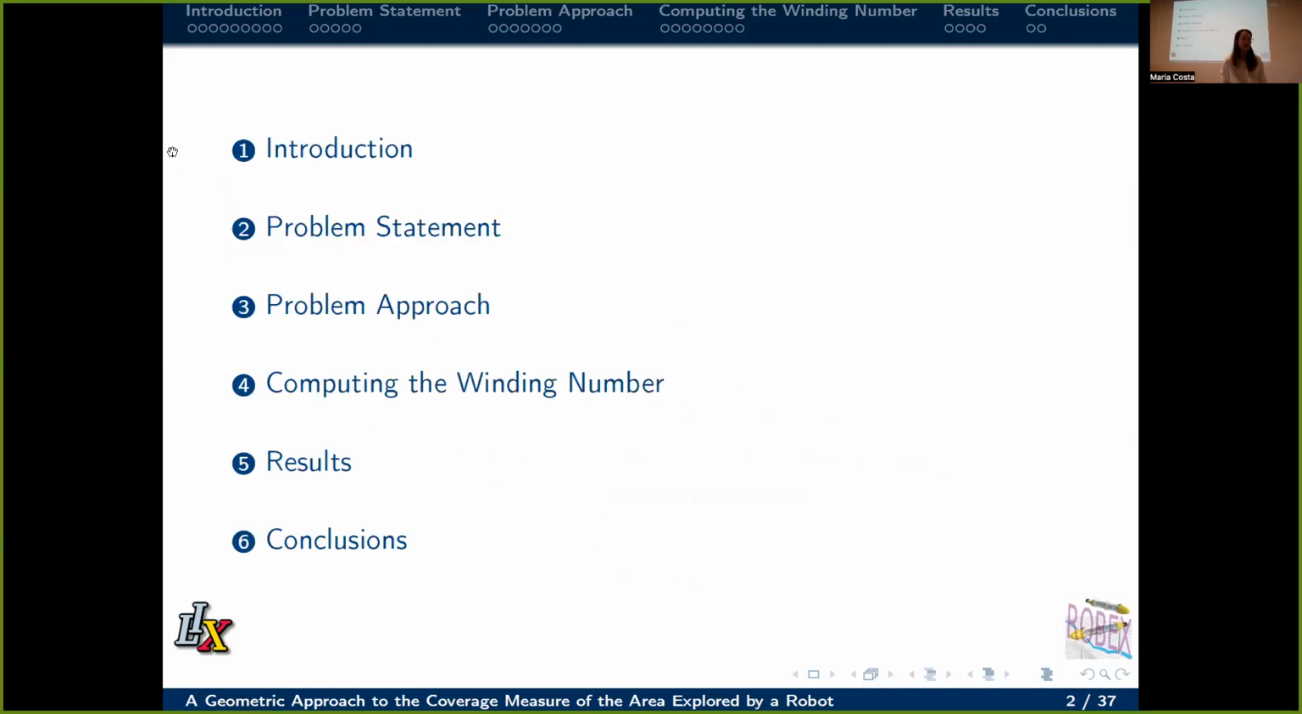Okay, so like I was saying, I'm going to start this introduction where I present the problem in robotics that we are trying to solve. Then I'm going to formalize the problem and present our approach, how we implemented it, and finally some results and conclusions.